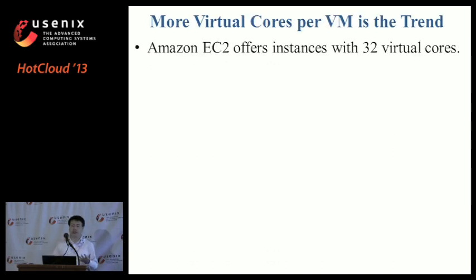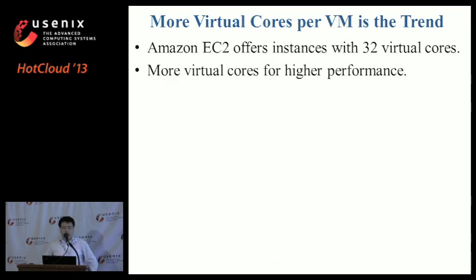As we know, in the multi-core era, we will see more and more cores in the same computer. The same is also true for virtual machines. We will see more and more virtual cores in the same virtual machine. For example, Amazon EC2 offers instances with 32 cores. Providing more and more virtual cores in the same virtual machine is to satisfy the need of the applications for more cores to improve their performance.